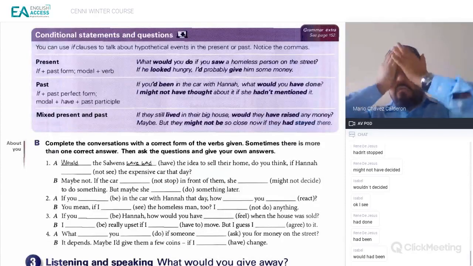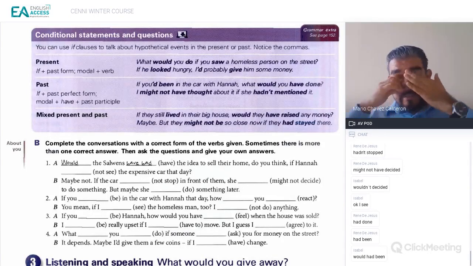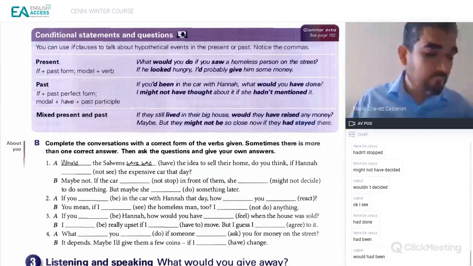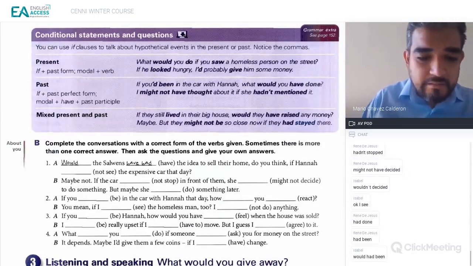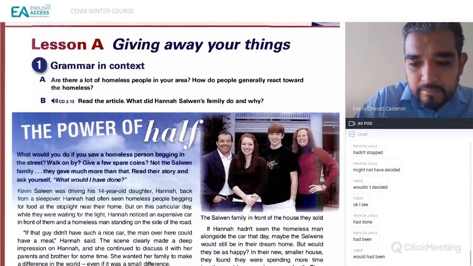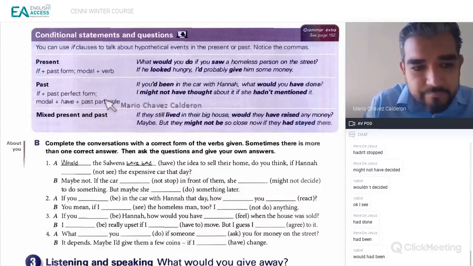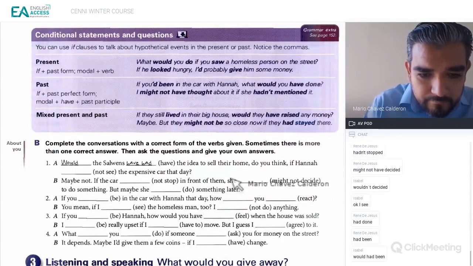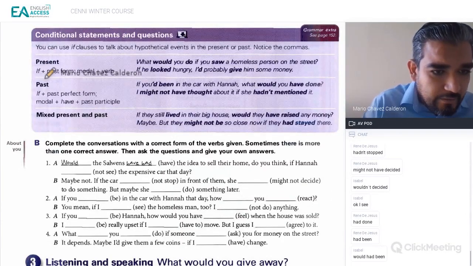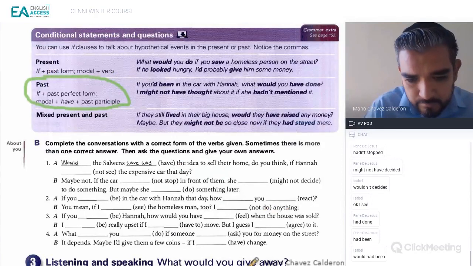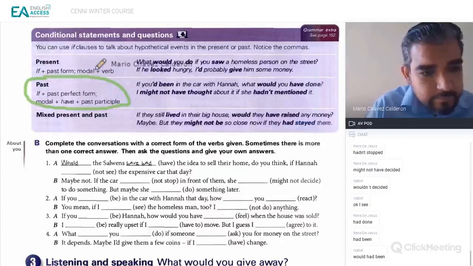No, no, Isabel. In this case, it is if you had been. Okay, Isabel. Thank you, Rene. If you had been. Okay, Isabel and Rene. Look at this, Isabel. Look at the part here. You see here, I'm drawing a circle. Can you see it, Isabel?